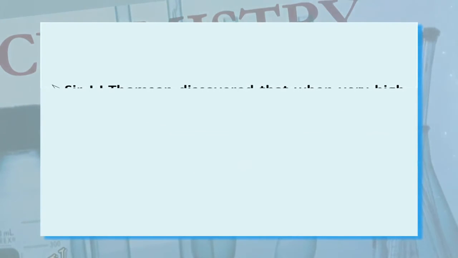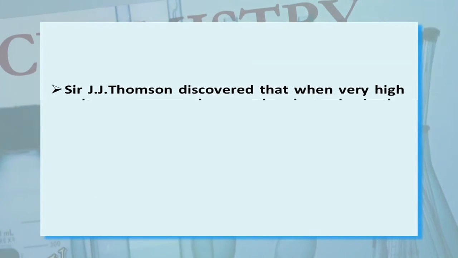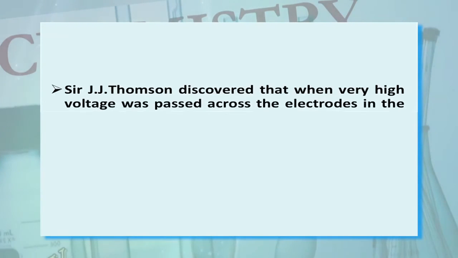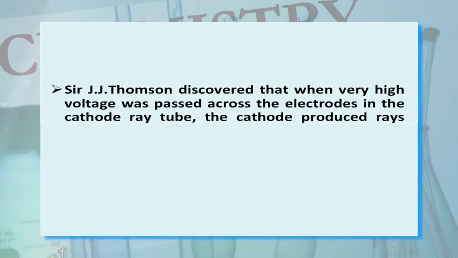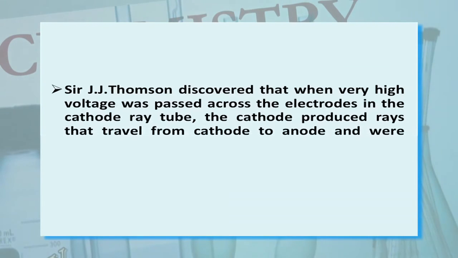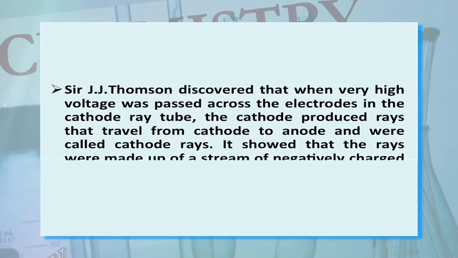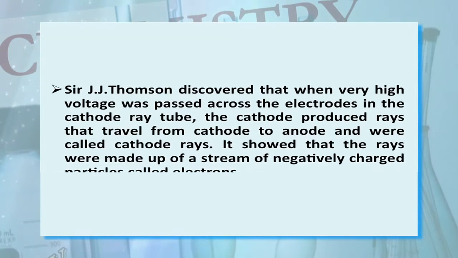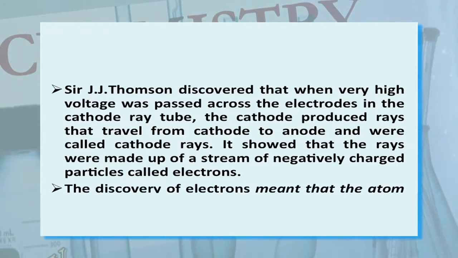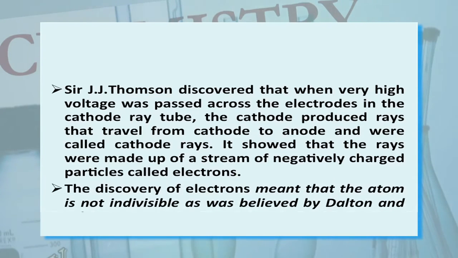Sir J.J. Thomson discovered that when very high voltage was passed across the electrodes in the cathode ray tube, the cathode produced rays that travel from cathode to anode and were called cathode rays. It showed that the rays were made up of a stream of negatively charged particles called electrons. The discovery of electrons meant that the atom is not indivisible, as was believed by Dalton and others.